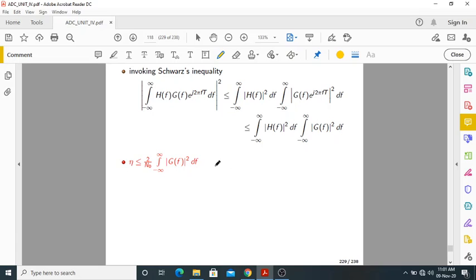So N naught by 2 becomes 2 by N naught. Now this output SNR is less than or equal to 2 by N naught times the integration from minus infinity to plus infinity of |G(f)| whole square df. When this is maximum, what is the maximum value? The maximum SNR is at equality. Suppose x is less than or equal to 3, what is the maximum value of x? 3. In the same way, the maximum SNR is at equality, which means 2 by N naught times the integration of |G(f)| whole square df. So this is the maximum SNR.